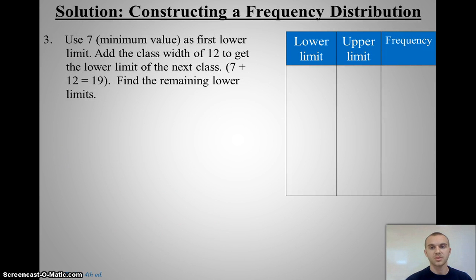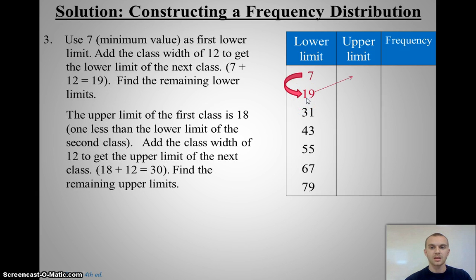Now I can start plugging in my pieces. My minimum value was 7. So 7 plus 12 gives me 19, and then I continue to add 12 until I have all 7 lower limits. Now I need to start with my upper limits. I see that I have 19 here, so I'm just going to take 1 off of 19, and that'll give me my first upper limit. And now I'm just going to continue to add 12 to my upper limits. 18 plus 12 is 30, plus 12 is 42, and so on.